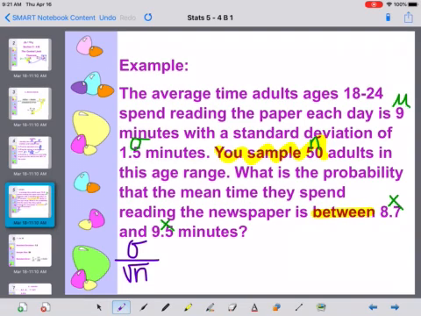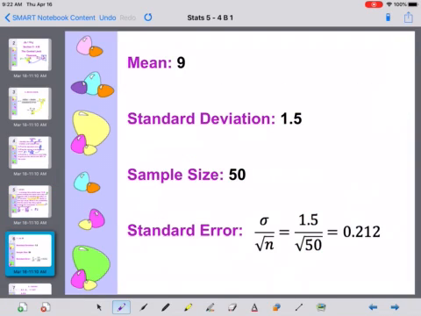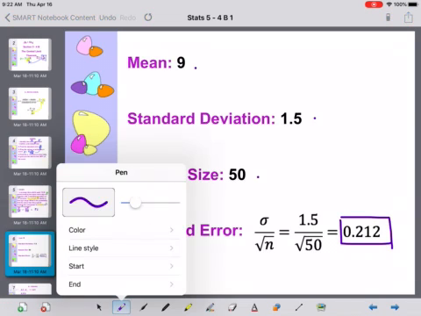So we have to do baby sigma divided by the square root of n. So baby sigma, we already identified everything, was 1.5 divided by the square root of n, which was 50. Okay, then that'll give you baby sigma x bar, and then you can use that to find your z-scores. So that's what I said here. Mean, standard deviation, sample size, standard error is what we just calculated. So here's baby sigma x bar.